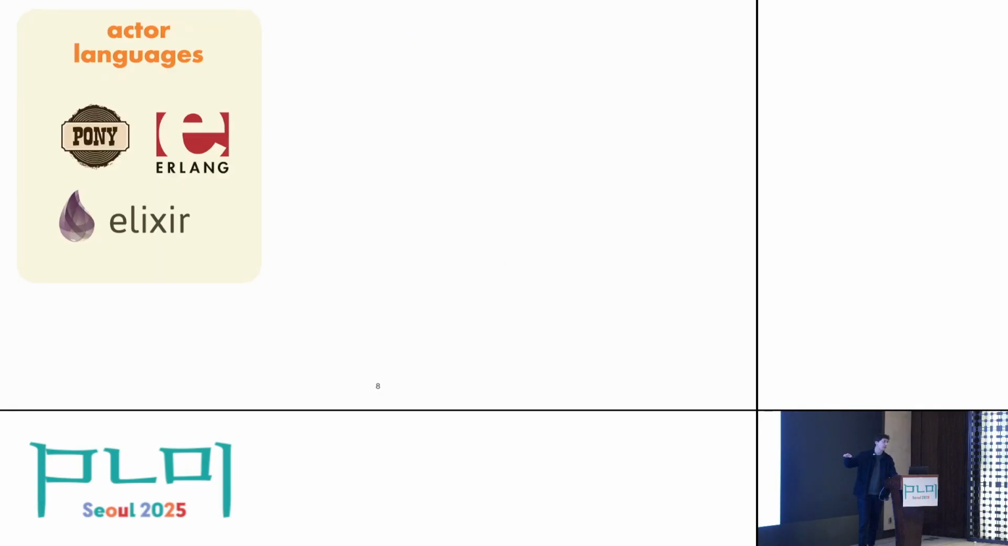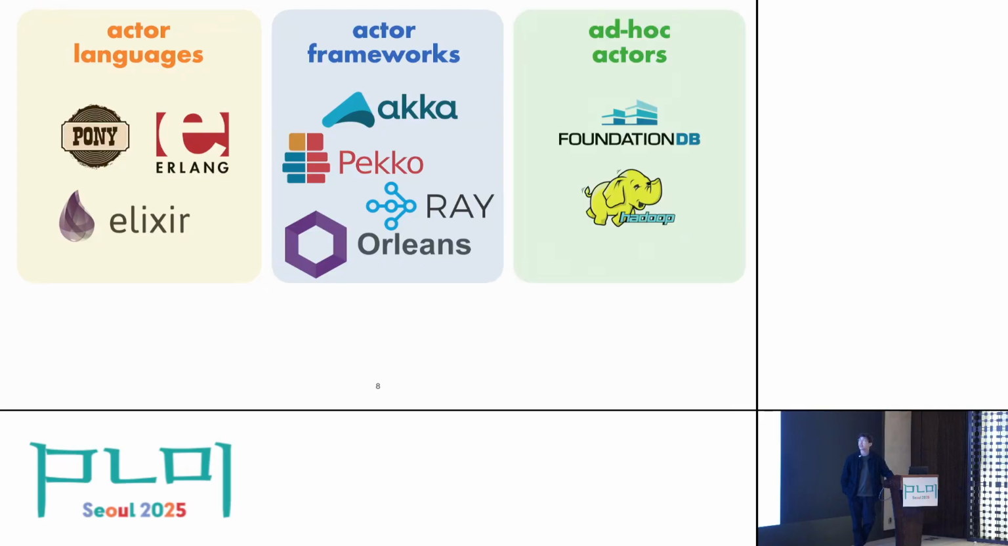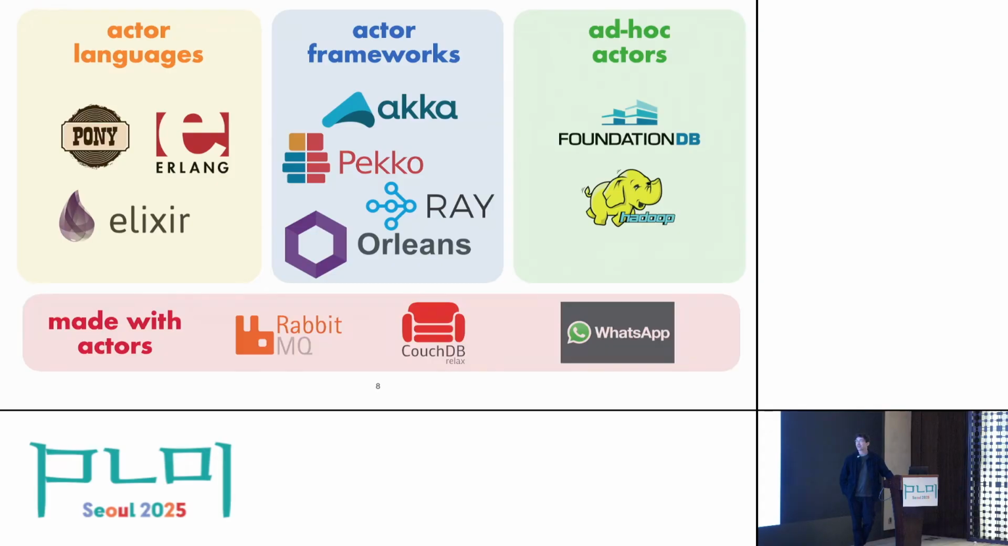And there's lots of languages that have actors as a built-in abstraction. There's frameworks for every language under the sun, like Java. You've actually got a few ad hoc implementations of actors. If you look at the source code for these frameworks, you'll find that they've invented their own actors. That's kind of fun. Lots of different software is made with actors.